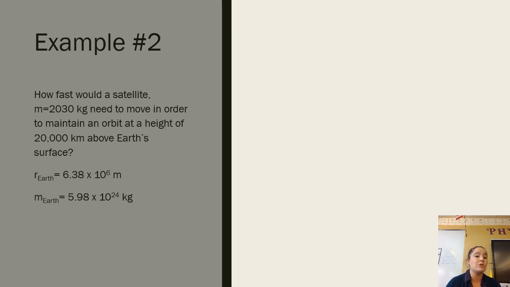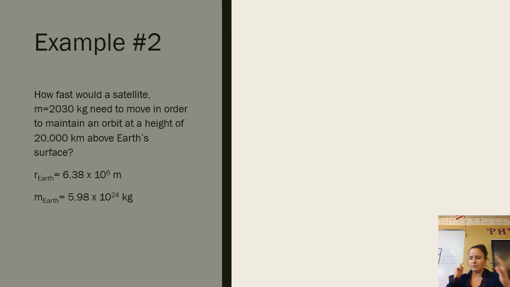So this is a more challenging example. We're going to be putting together universal gravitation with centripetal force. This problem asks, how fast will the satellite with a mass of 2,030 kilograms need to move in order to maintain an orbit at a height of 20,000 kilometers above Earth's surface? And we are given the radius of the Earth and the mass of the Earth.